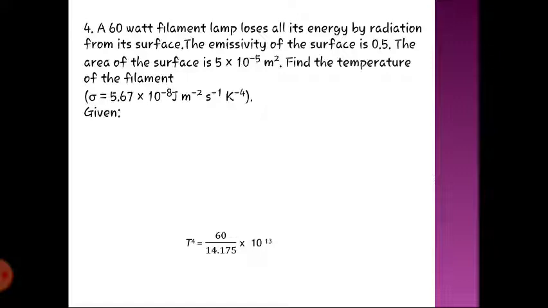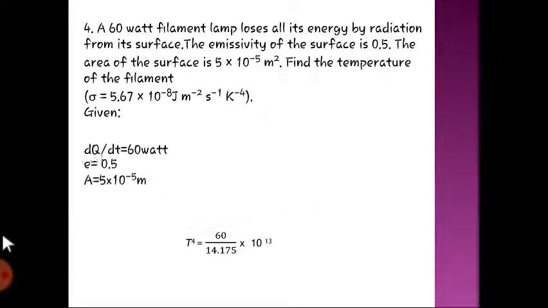You can get the filament lamp of Philips also. Those are the filament lamps. Some specified lamps are there which have a filament. So that kind of lamp is 60 watt and it loses its energy by radiating from the surface. The emissivity, which is 0.5, and the area of the surface from which it is emitting is 5 into 10 raised to minus 5 meters square. We are going to find out the temperature.